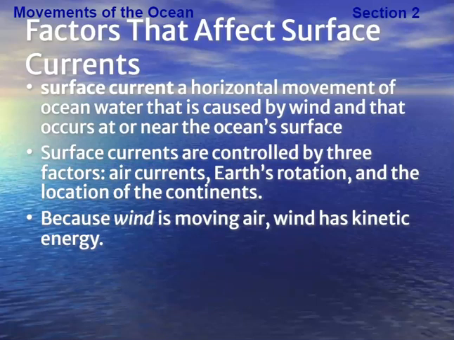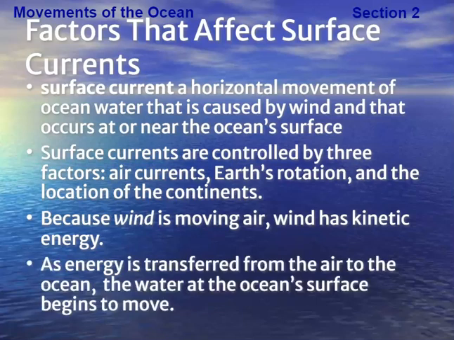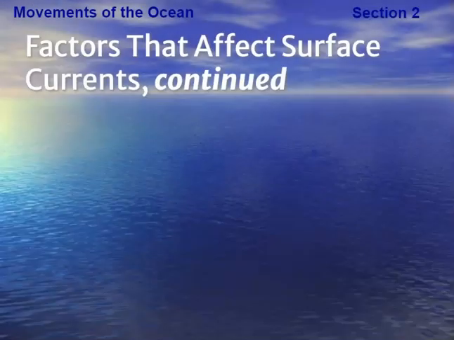So not only do we have wind currents that are driving this, but we also have Earth's rotation, and then the continents obviously do not allow for currents to move through land masses, so the continents in their shape actually drive some of our currents as well. So our wind has kinetic energy, and that energy is transferred from air to the ocean, and the water at the ocean surface then begins to move.